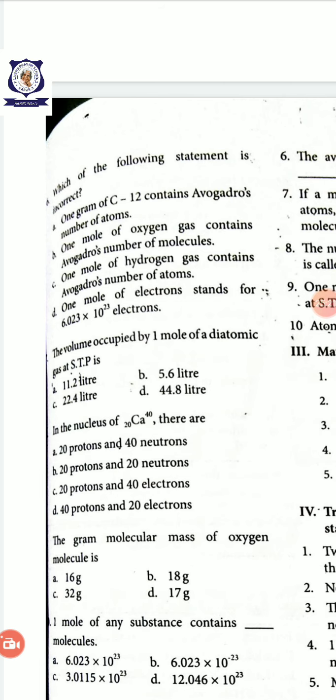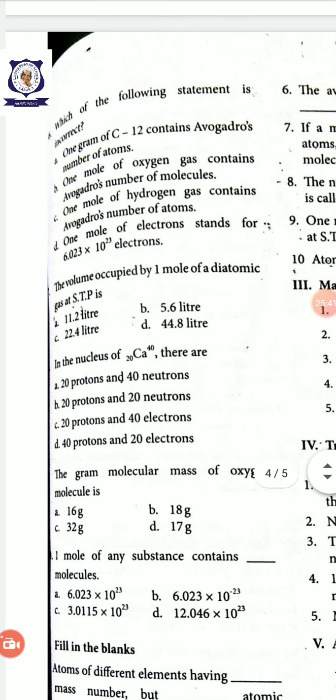1 mole of hydrogen gas contains Avogadro number of atoms. It is also correct. 1 mole of electrons stands for 6.023 into 10 power 23 electrons. See, which of the following statements is incorrect? So the first one is incorrect. Remaining all three are true. The volume occupied by 1 mole of a diatomic gas at STP. Whether it is diatomic, triatomic or monoatomic, 1 mole of any gas occupies how much volume? 22.4 liters. So the answer is 22.4 liters.